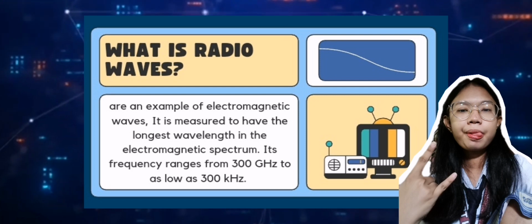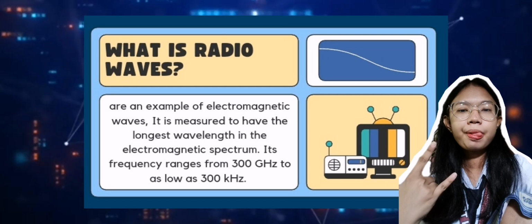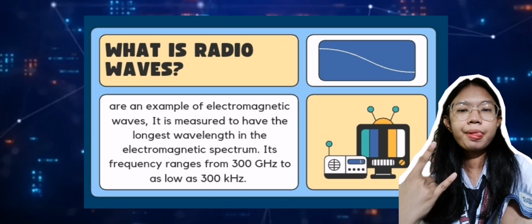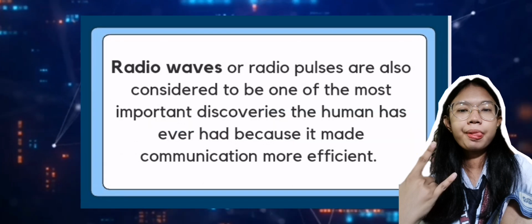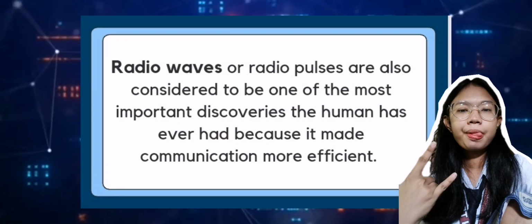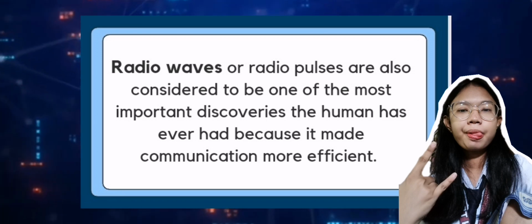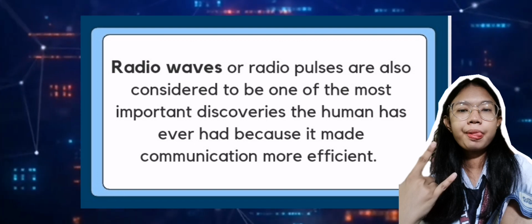These waves have relatively low frequencies and long wavelengths, allowing them to travel long distances and penetrate through obstacles like buildings and foliage. In addition, radio waves, also known as radio pulses, are considered to be one of the most important discoveries humans have ever had because it made communication more efficient.